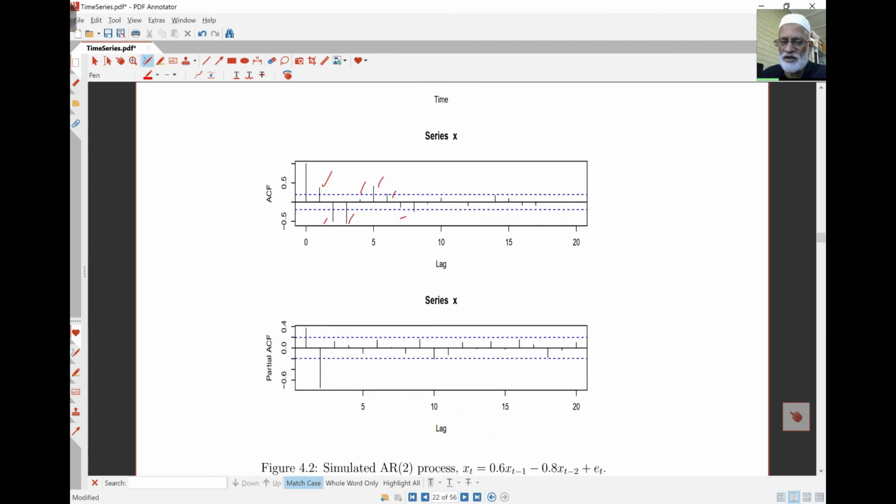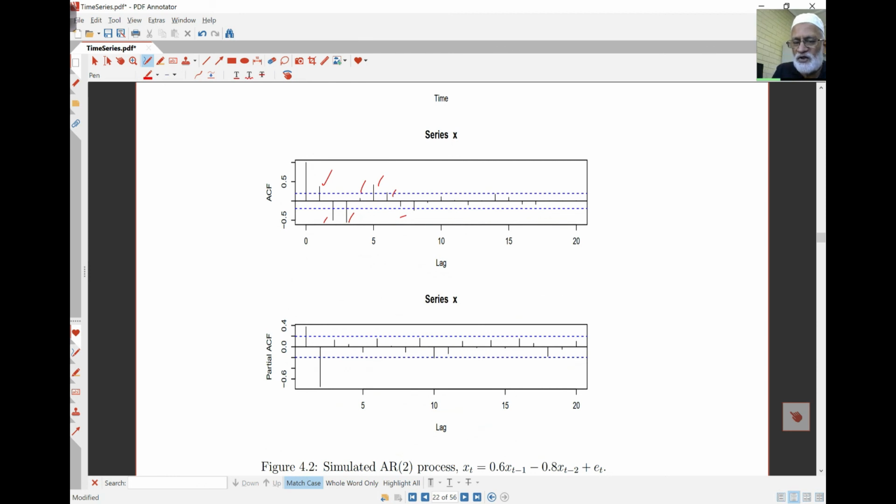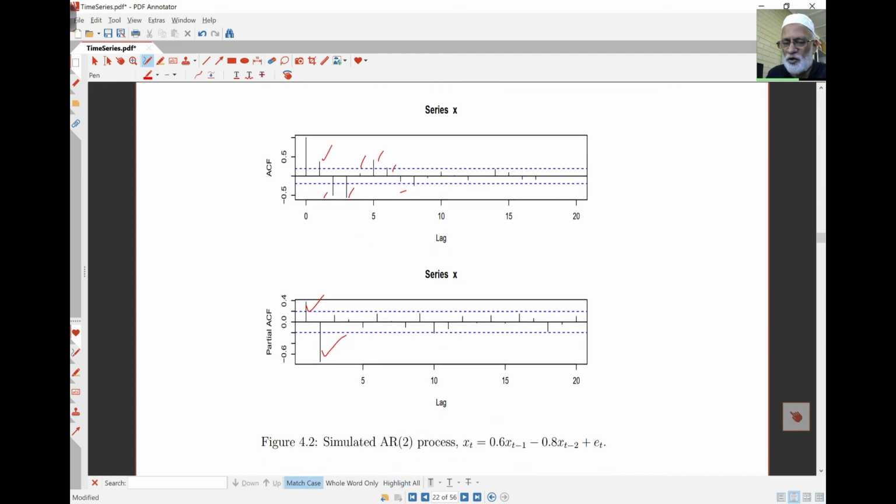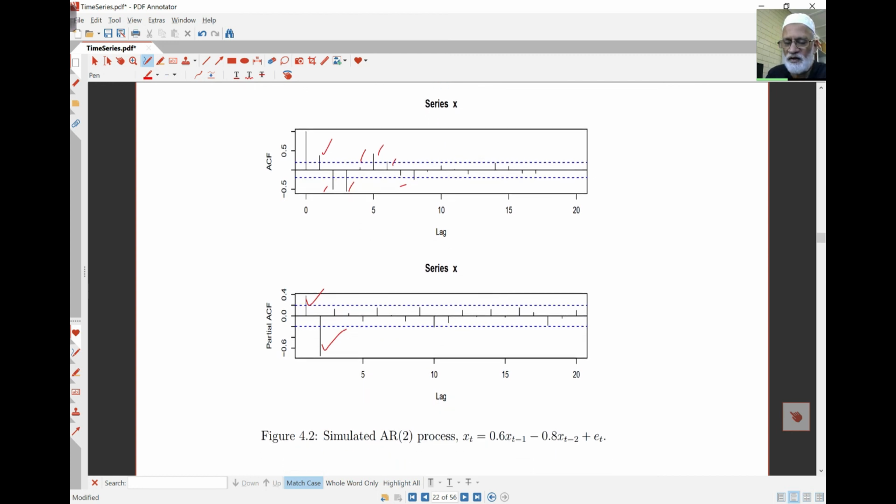But if you look at the partial autocorrelation, the first two lags are significantly beyond the 95% confidence bounds. So in the AR2 process, we find that the first two partial autocorrelation values are significantly bigger than 0. In other words, the first two are significant.